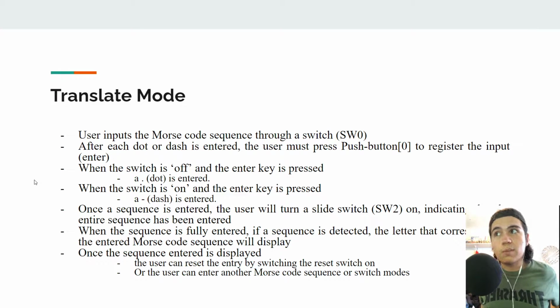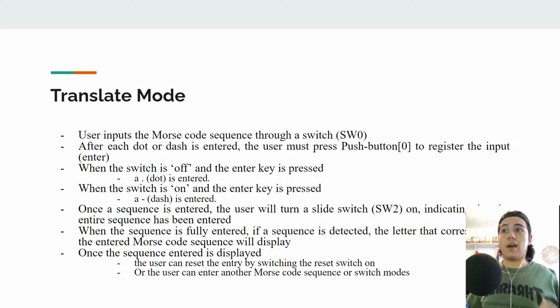So for the translate mode, the user inputs the Morse code sequence through a switch. After each dot or dash is entered, the user must press the next push button to register the input. When the switch is off, that means a dot is entered, but when the switch is on, that means a dash is entered. I will show that in my demonstration.